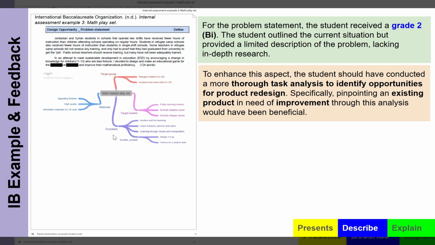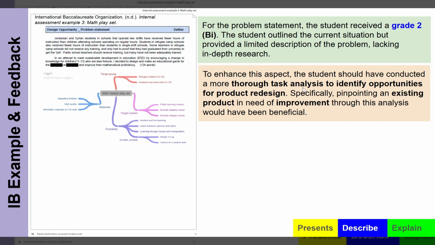I would say immediately from looking at it, it's probably in the bottom band. So for this example, I got a grade 2. The student outlined the current situation, but provided a limited description of the problem, lacking in-depth research. So what they could have done to improve it was to enhance this aspect. The student should have conducted a more thorough task analysis.